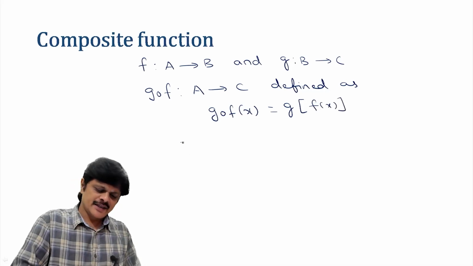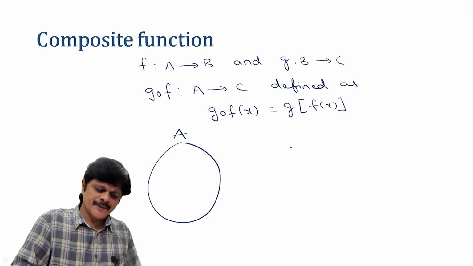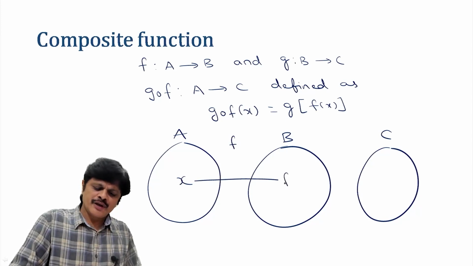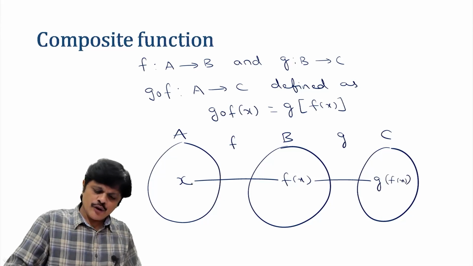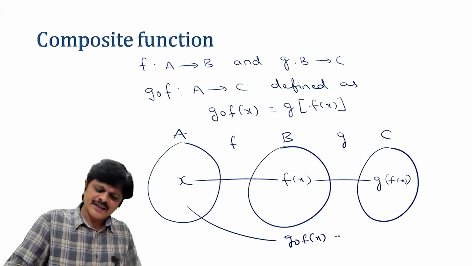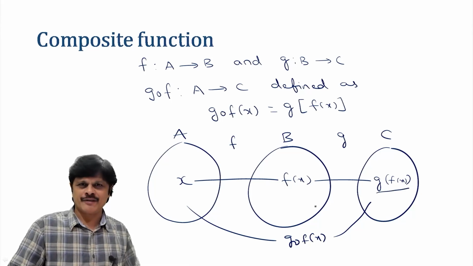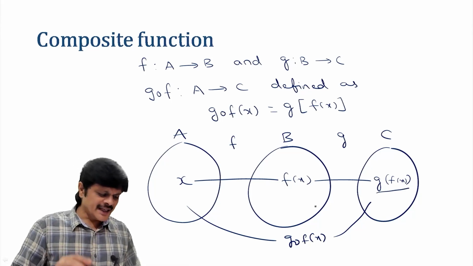g of f(x). So the story goes like this. This is A, this is B, and this is C. So f is a mapping from A to B, so it will change x to f(x). And g is a mapping from B to C, it will change f(x) to g of f(x). So g circle f is actually mapping from A to C, which is nothing but g of f of x. Okay, so let us see example.